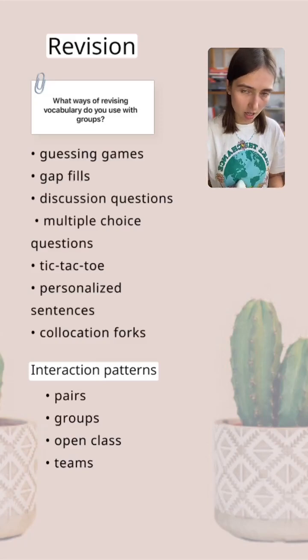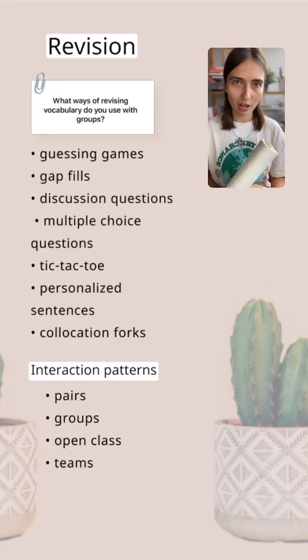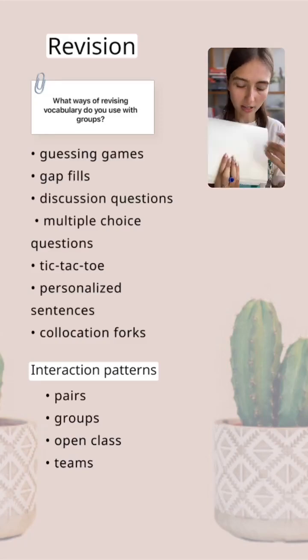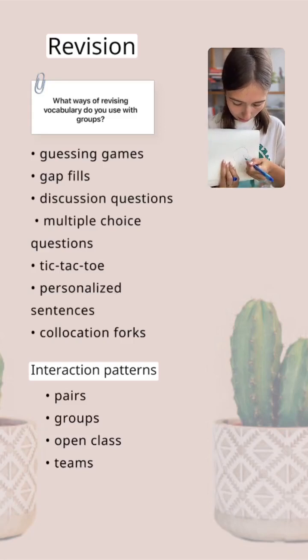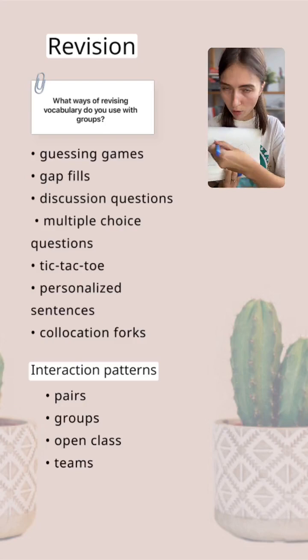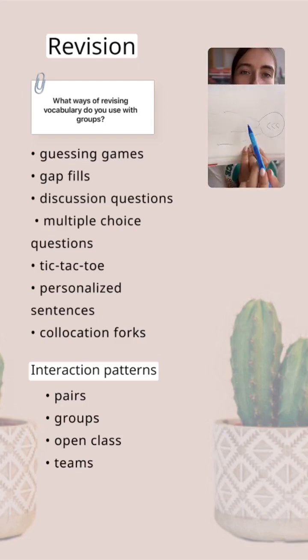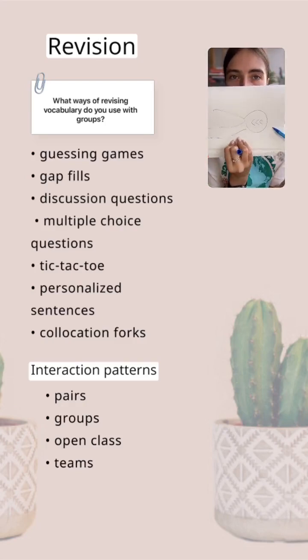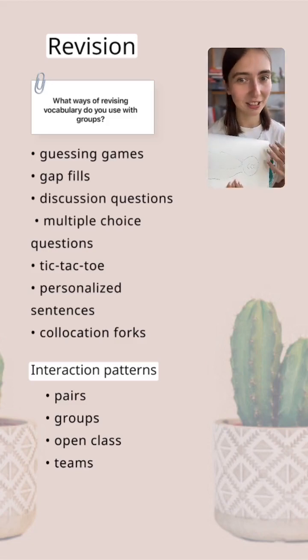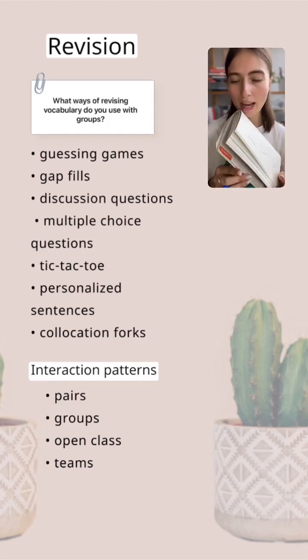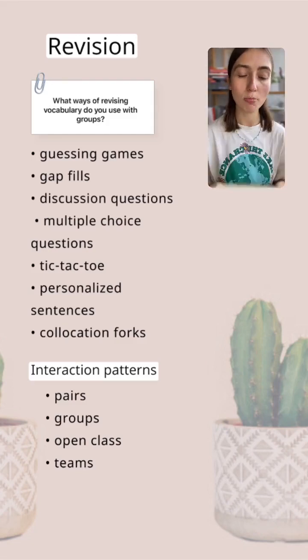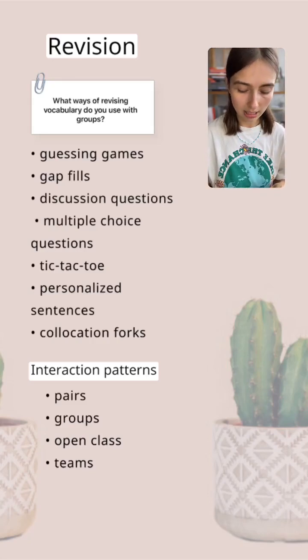Collocation forks. It's when you have one word, a secret word right here. Okay, this is the word. And then you write some collocations, the words that go together. And your students need to look at the words here and then guess what the secret word is. Again, I can do that in pairs, I can do that in groups, I can do that as an open class, and I can do it in teams.